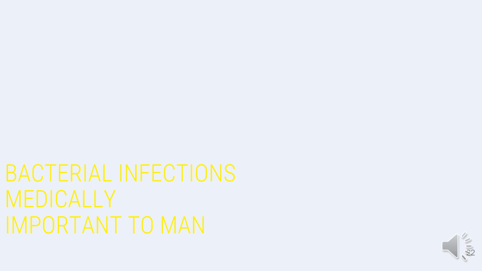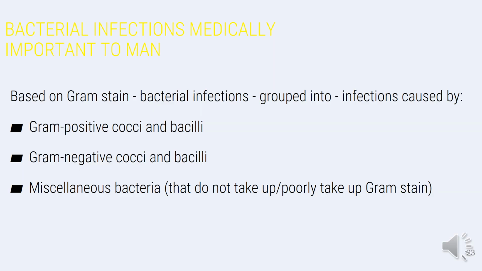Bacterial infections which are medically important to man. Based upon the gram stain, bacterial infections are grouped into infections caused by gram-positive cocci and bacilli, and gram-negative cocci and bacilli. Okay, this is based upon the gram stain, and there are some miscellaneous bacteria which do not take up the gram stain properly.